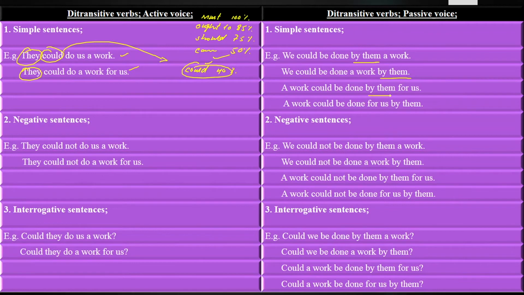So over there, them will not be called object, it will be called agent. And what is the definition of agent? It tells us who does an action in a sentence. So over there, by them an action is being done, so here it is called your agent and doer of an action.